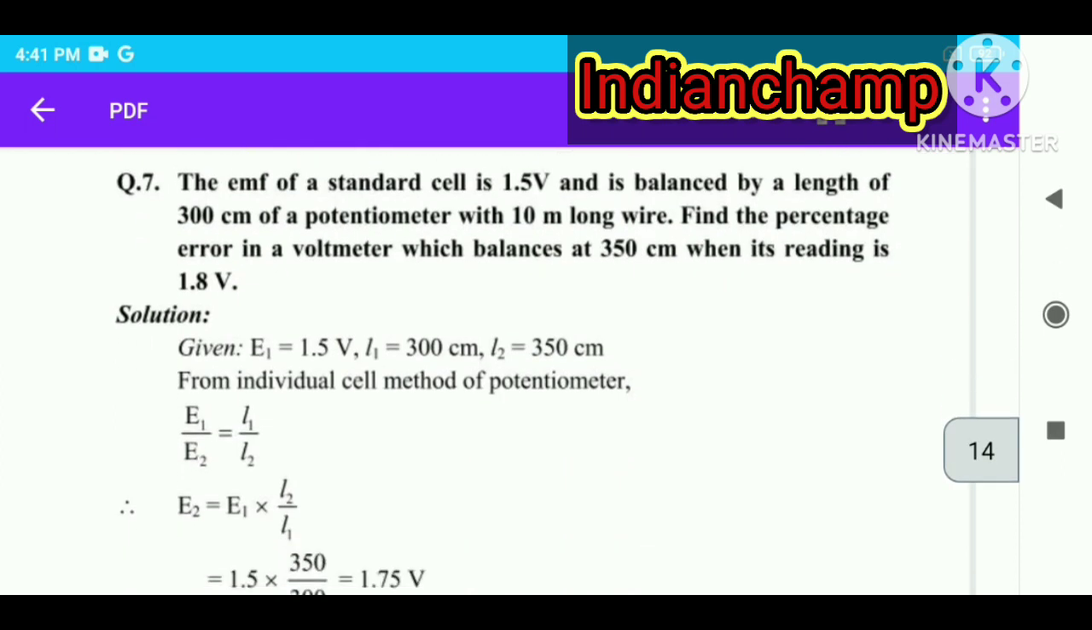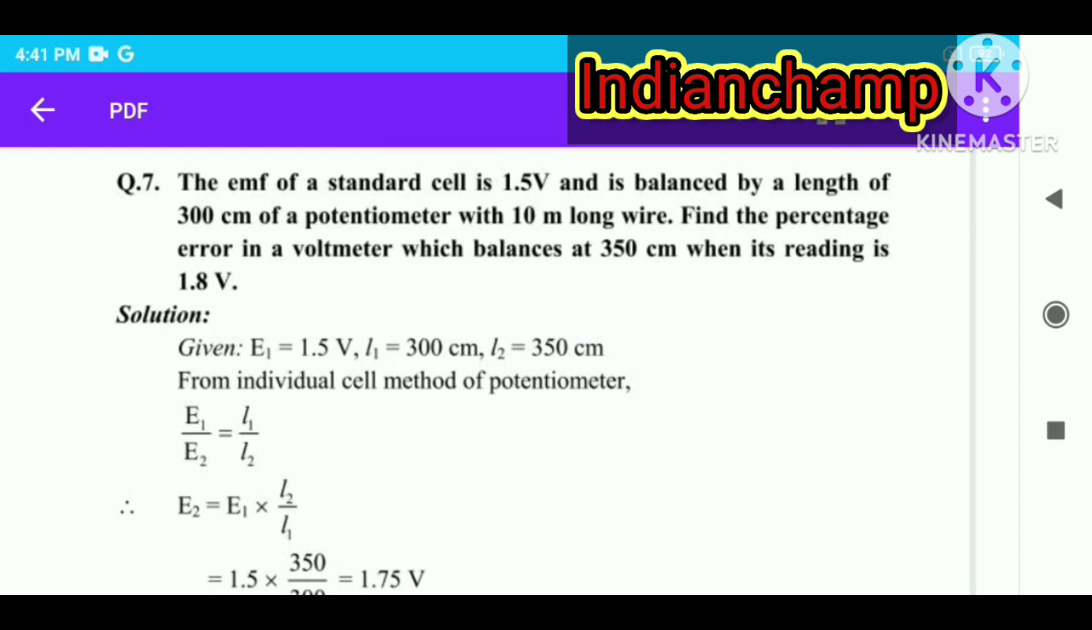Question number 7. The EMF of the standard cell is 1.5 volt and is balanced by a length of 300 centimeter of a potentiometer with a 10 meter long wire. Find the percentage error in a voltmeter which is balanced at 315 centimeter when its reading is 1.8 volt. Solution. Given E1 is equal to 1.5 volt, L1 is equal to 300 centimeter, L2 is equal to 315 centimeter.